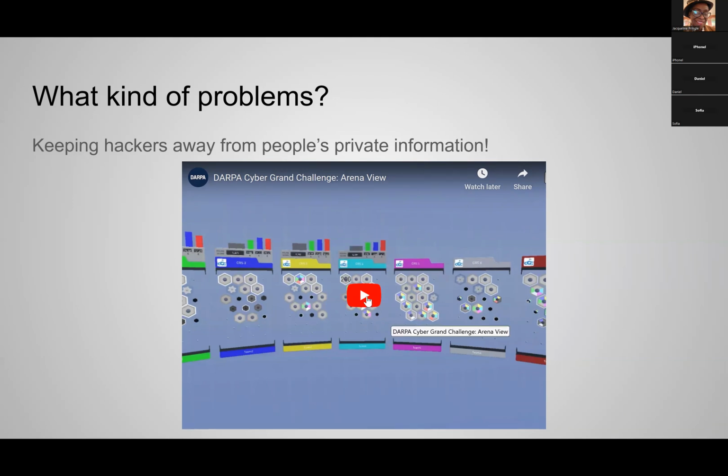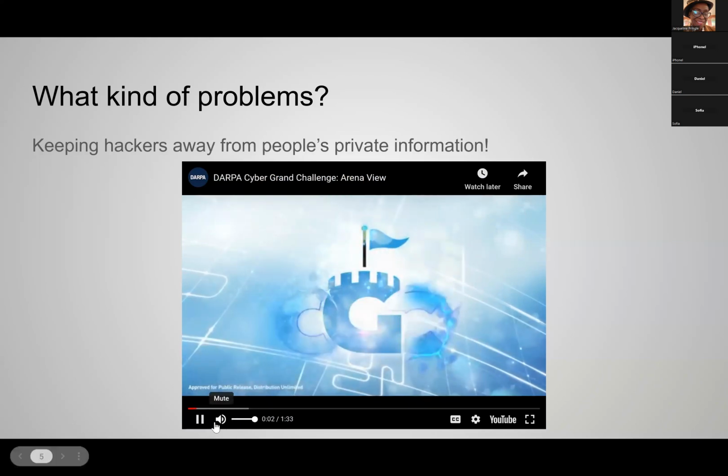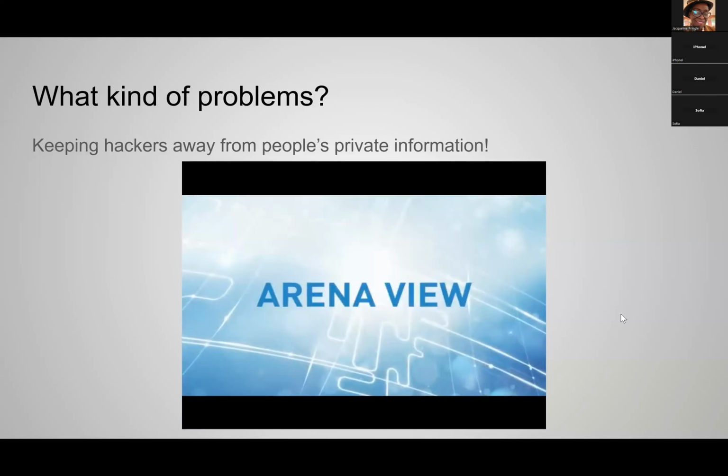So what I'm going to show you here is something I got to participate in when I was in grad school. We built a robot and we let the robot try to defend against another robot from hacking it. And we did pretty well. But I just want to show you this really cool visualization of what our system looked like when it was running.